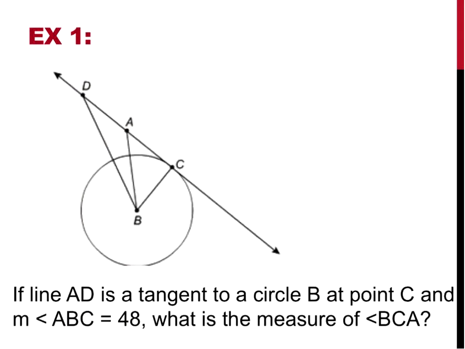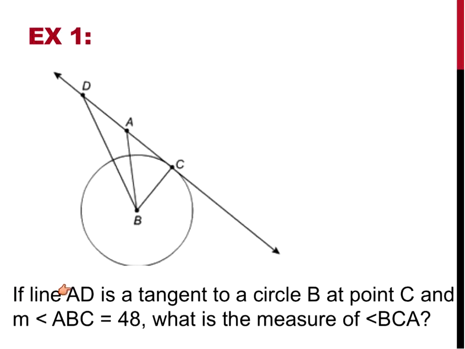Okay, example 1, here we go. So in your picture, we're going to add all of this information to our picture. It says if line AD is a tangent to a circle B at point C, and you're already thinking, oh, my eyes are glazing over, I don't know what that's saying. We need to take every little piece of the puzzle and write in what we know.